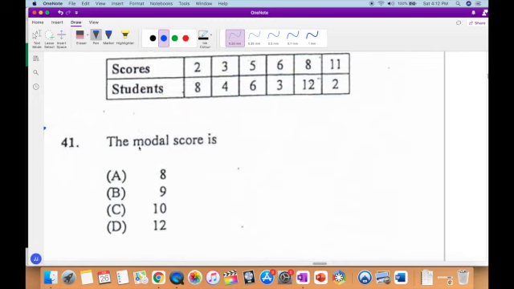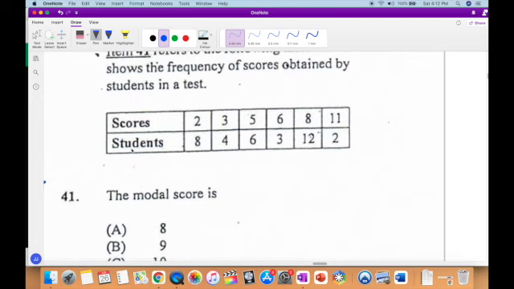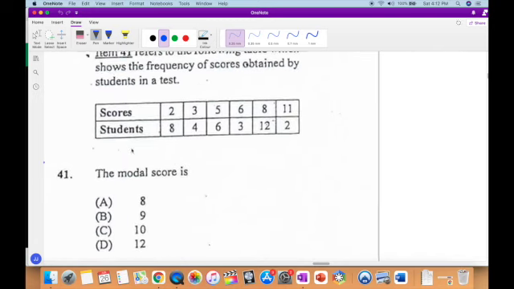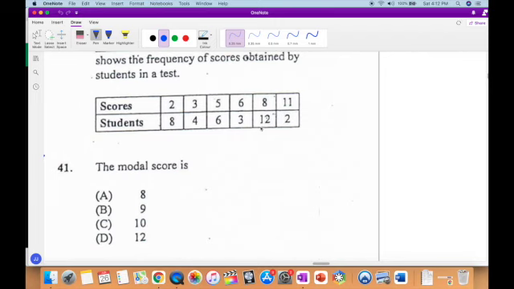Refers to the following table, which shows the frequency of scores obtained by students in a test. We're dealing with the modal score, the one that is most popular. We can see most kids got a score of 8. Notice how they also had 12 as an answer, so it's easy for people to put 12 there. But just remember that they ask for the modal score.